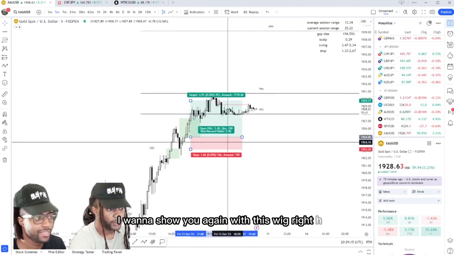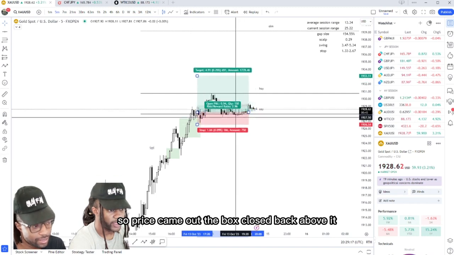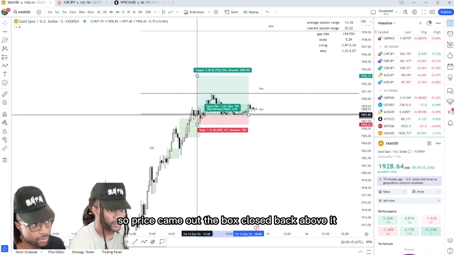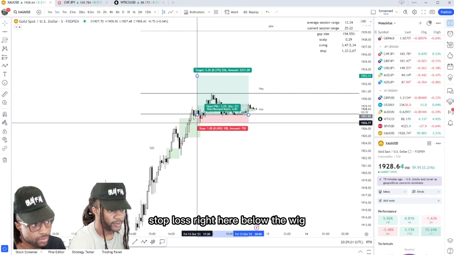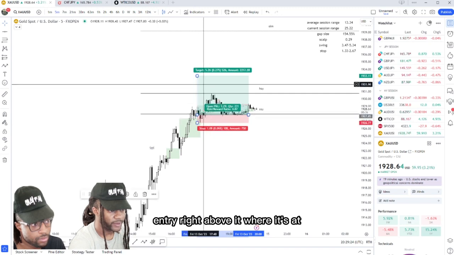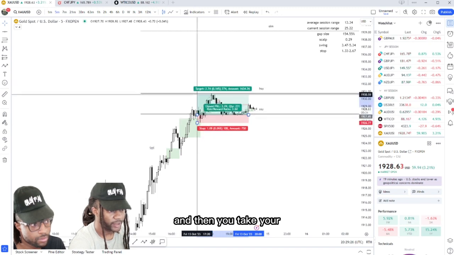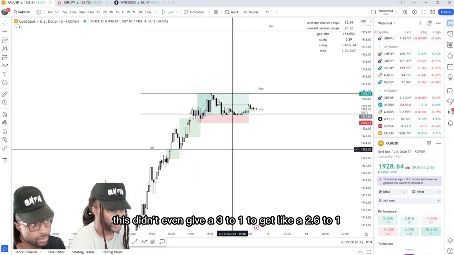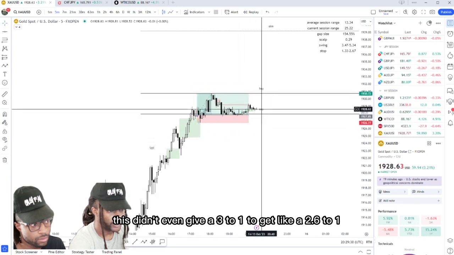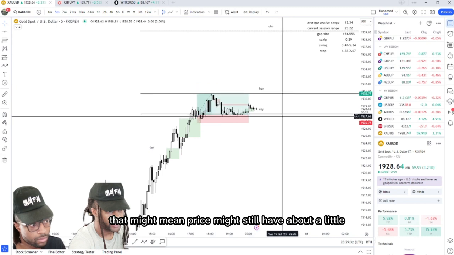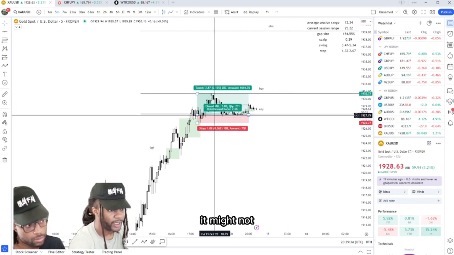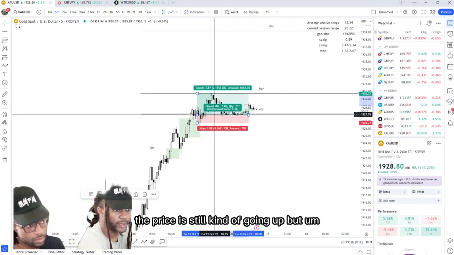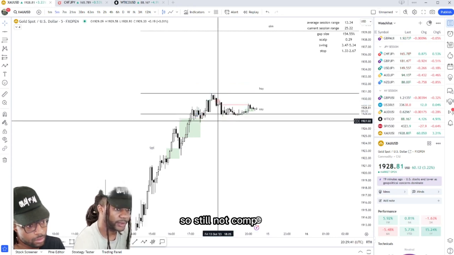I'm going to show you again with this wick right here. Price came out of the box, closed back above it. Stop loss right here below the wick. Entry right above it where it's at. And then you take your profit. This didn't even give a 3-to-1, this gave like a 2.6-to-1. That might mean price might still have a little bit of bounce in it. It might not. But that's all you do. Yeah, price is still kind of going up, so it's still not complete.